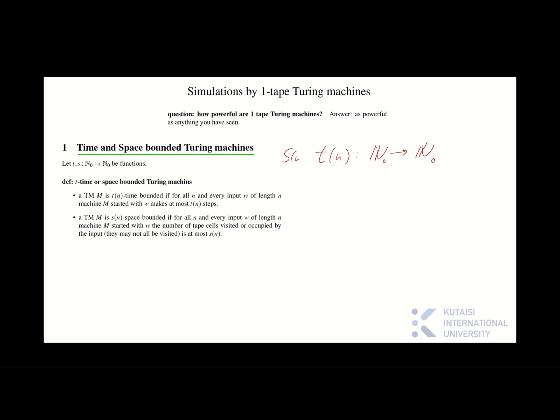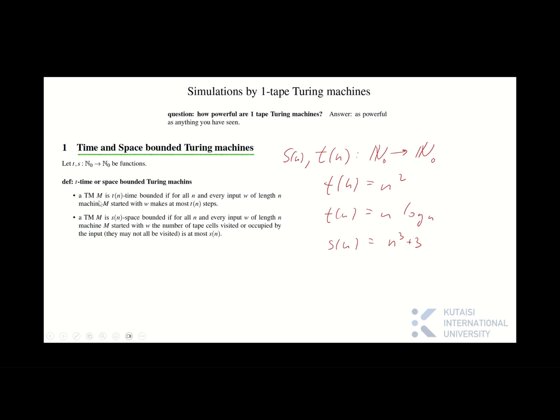And so is Sn. So I have two functions. For example, Tn can be n squared, or Tn can be n log n or something like this. So it's like a polynomial function. Sn can also be some function like n cubed plus 3, whatever. So these are just functions from natural numbers to natural numbers.